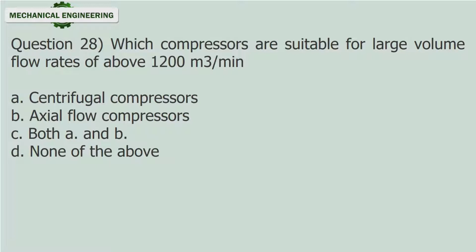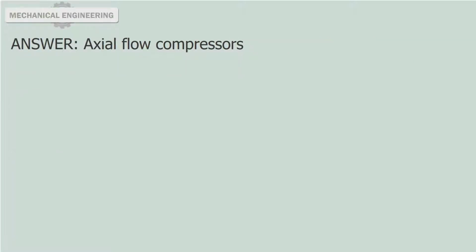Question 28. Which compressors are suitable for large volume flow rates of above 1200 m3 per minute? A. Centrifugal compressors. B. Axial flow compressors. C. Both A and B. D. None of the above. Answer, axial flow compressors.